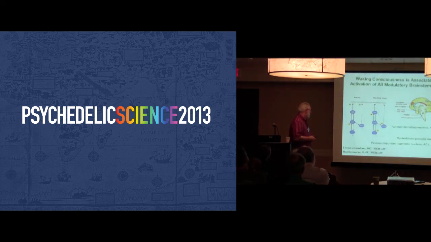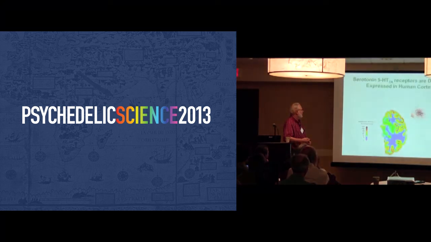And so all these areas, the locus coeruleus, the raphe, et cetera, are all involved in cortical arousal, waking, and non-REM sleep. I'm not going to go through this, but all of these areas in higher brain are affected when you activate these lower brainstem areas that have 2A receptors in them.